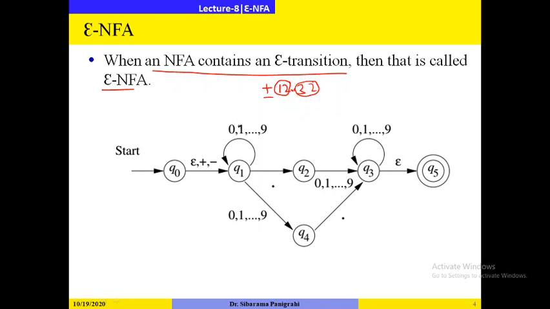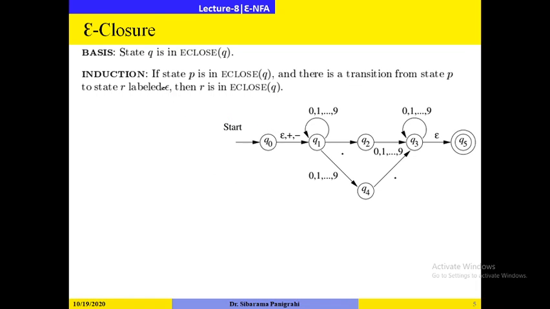Right. So now let us go through how to convert an Epsilon NFA to a DFA. Before converting an Epsilon NFA to a DFA, first we need to know one more thing, which is called Epsilon closure. So what is Epsilon closure? State Q is in Epsilon closure of Q. So it means what?